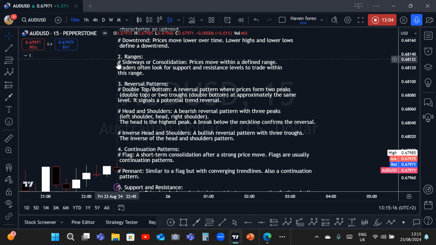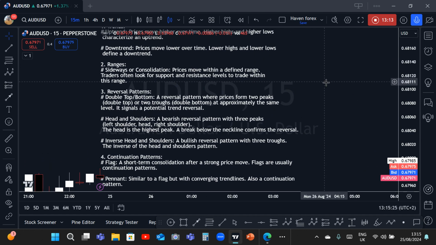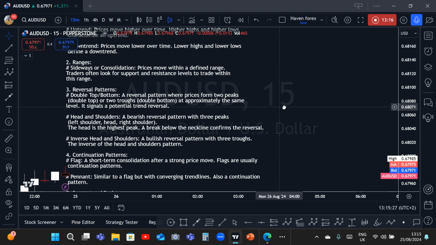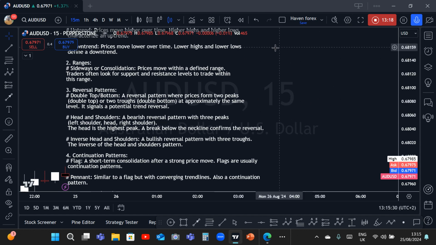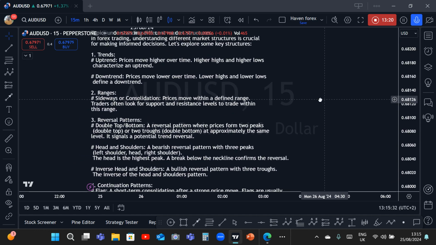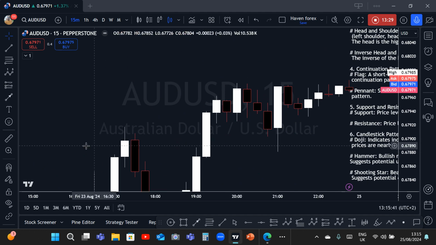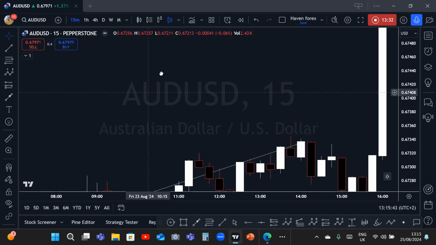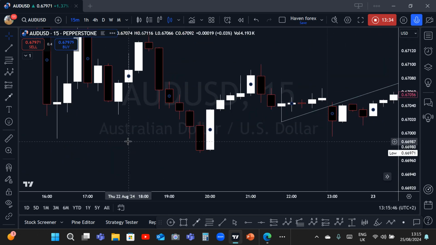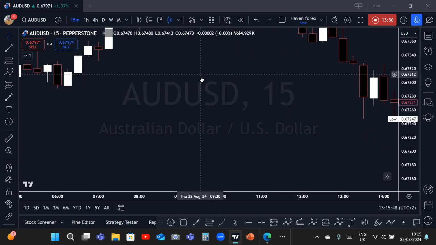Then we have a range market, that is sideways, or we call it consolidation. Price moves within a defined range. It's not going anywhere. It just goes up, it goes down. It moves within a defined range. Traders often look for support and resistance levels to trade within this range. So let me see if there is any movement like that for now.